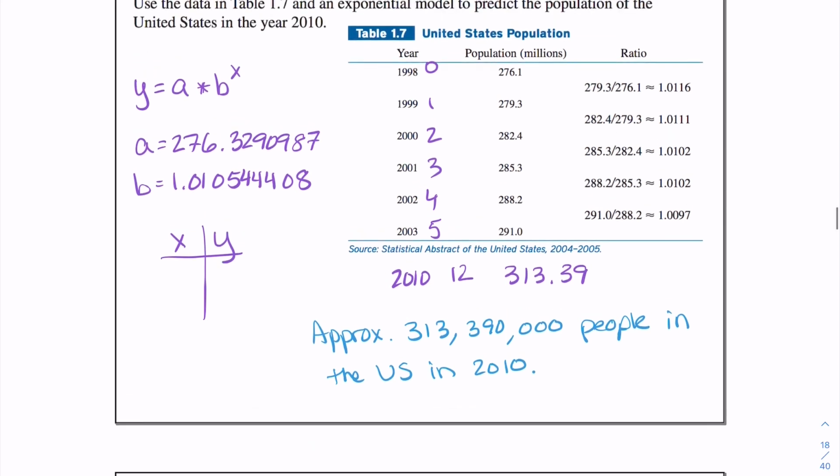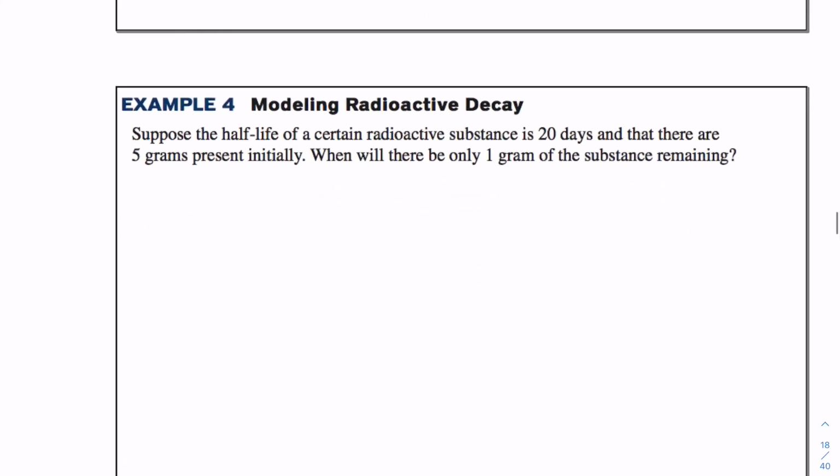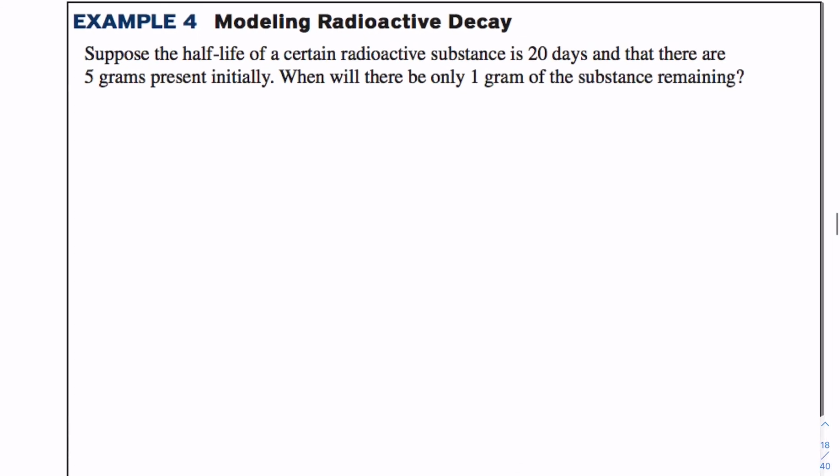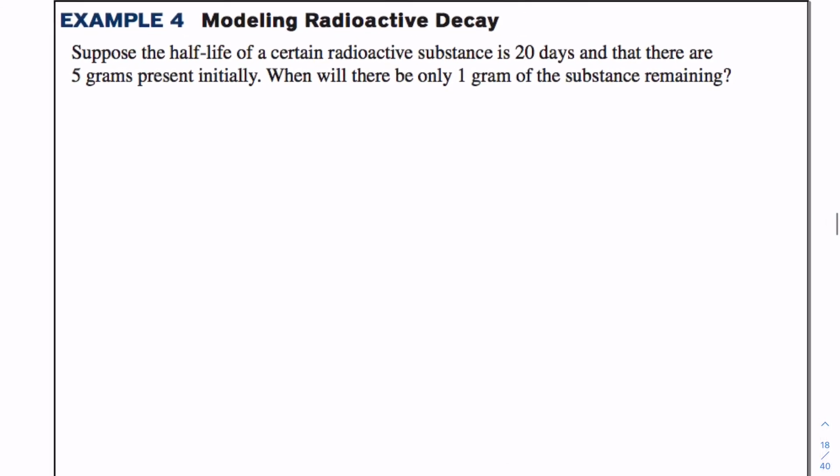So, all right. Modeling radioactive decay. Suppose the half-life of a certain radioactive substance is 20 days and that there are 5 grams present initially. When will there be only 1 gram of substance?